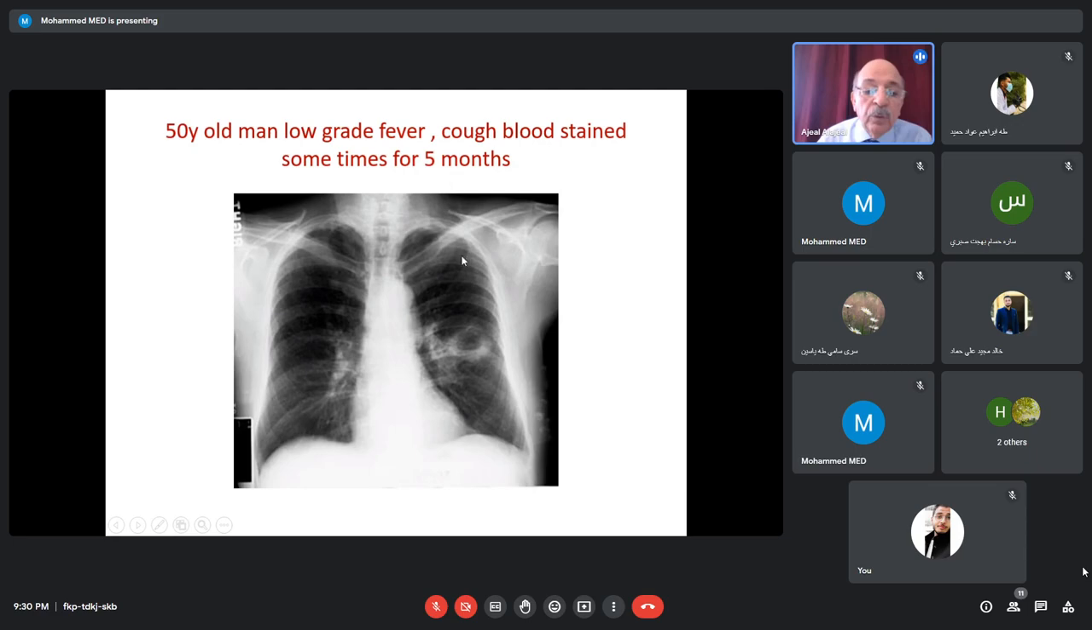What you see here in the middle zone of the left lung, yes, you see a cavity. Do you see the lower part of the cavity is very dense? The upper part is less dense, okay? Plus, you see in the left hilum, yes, this is a collection of lymph nodes, and there is lymphadenopathy on the right hilum as well. This is typical tuberculosis. Okay, next slide, please.